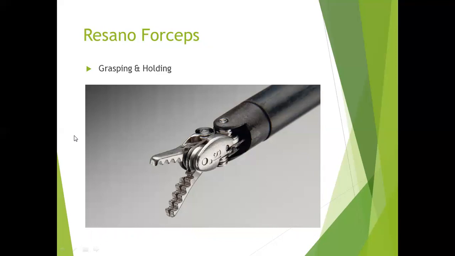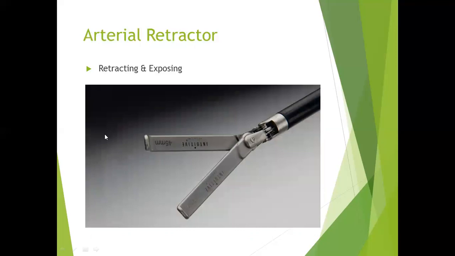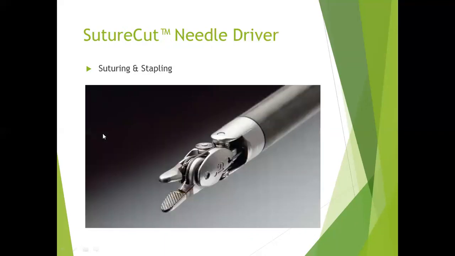Rosano forceps. Again, Rosano, that's another one new for you guys. Look at the jaw. It's totally different. The Prograsp forceps, another new one. See, it's a grasper, but it's open. Arterial retractor, that would be for arteries and so on and so forth. So don't get into too much of that. I don't even know if I've got one in the classroom, but we can look.